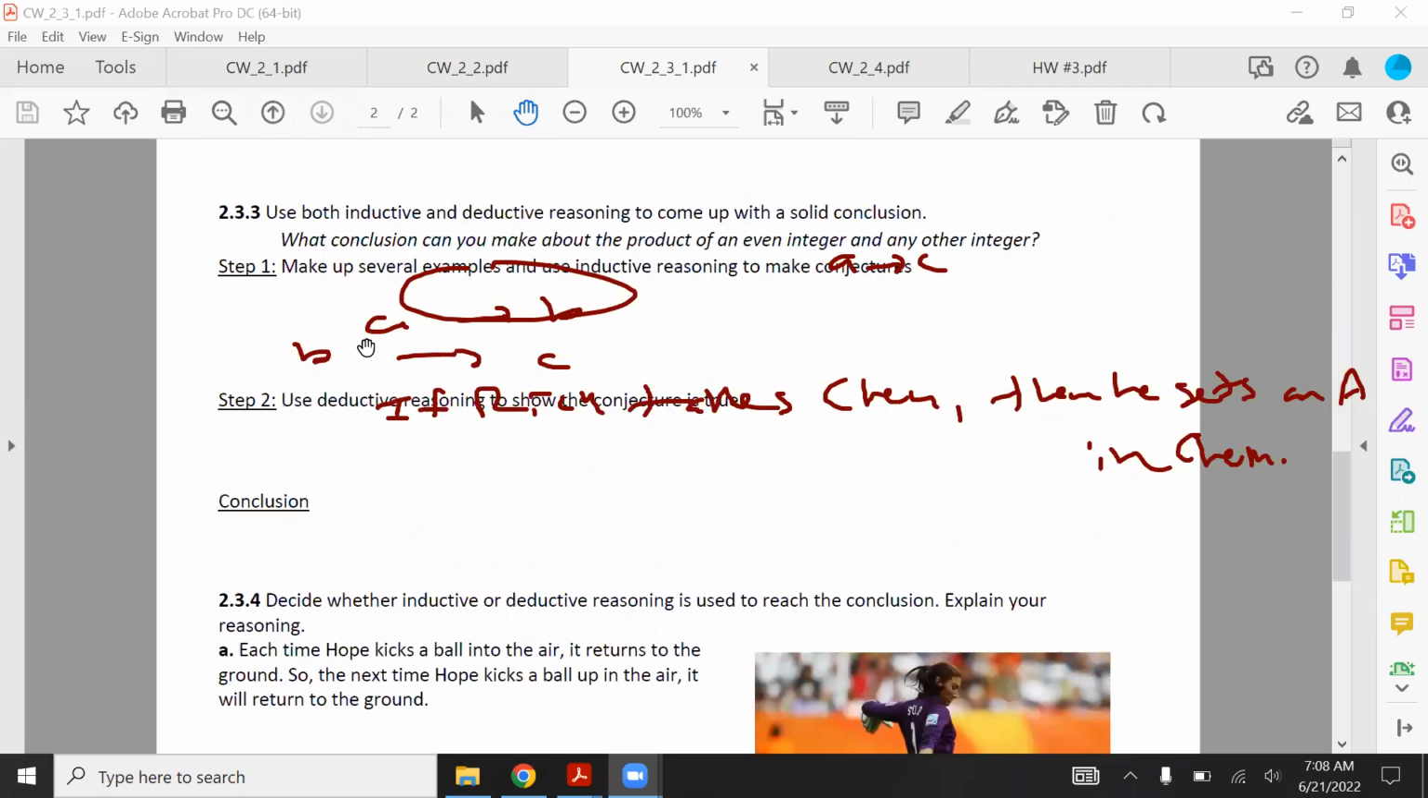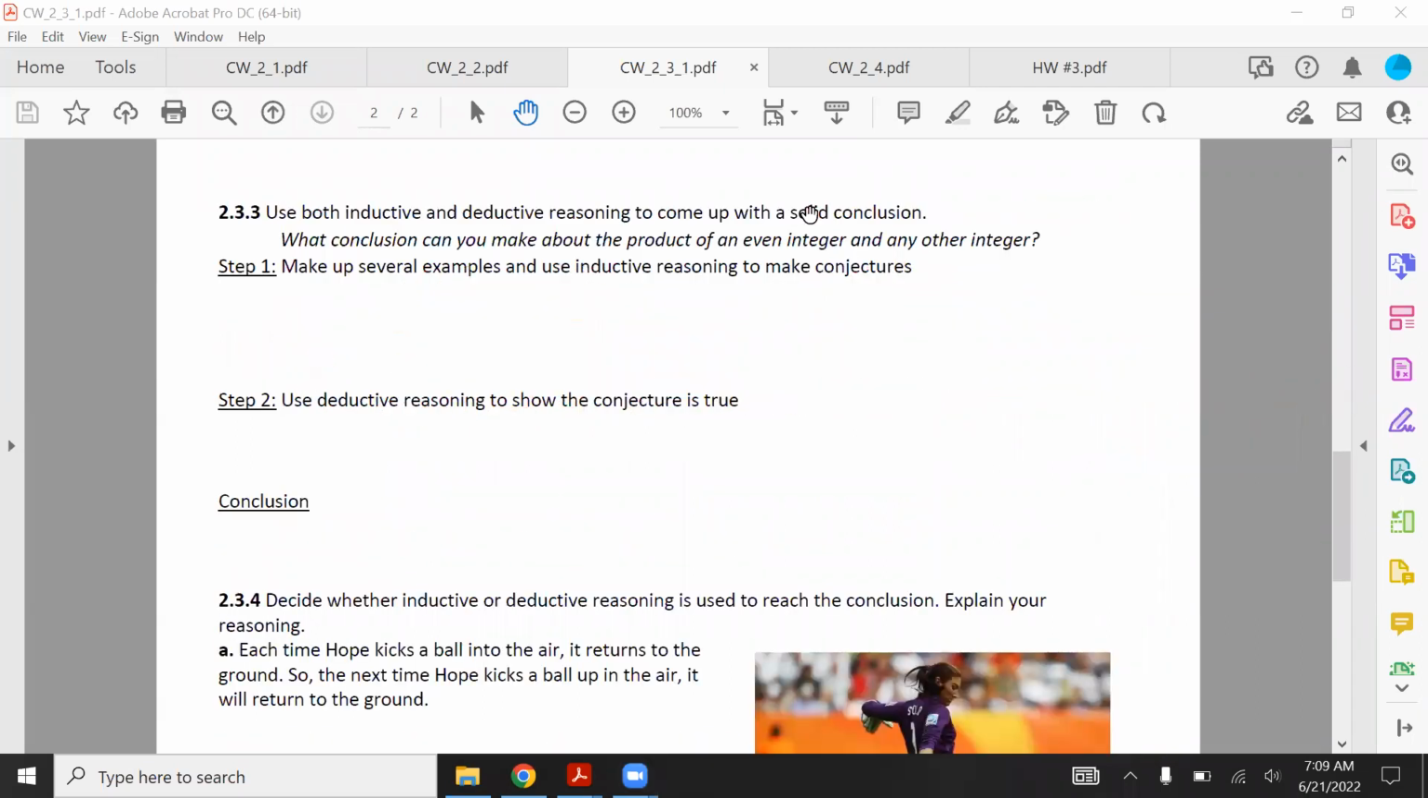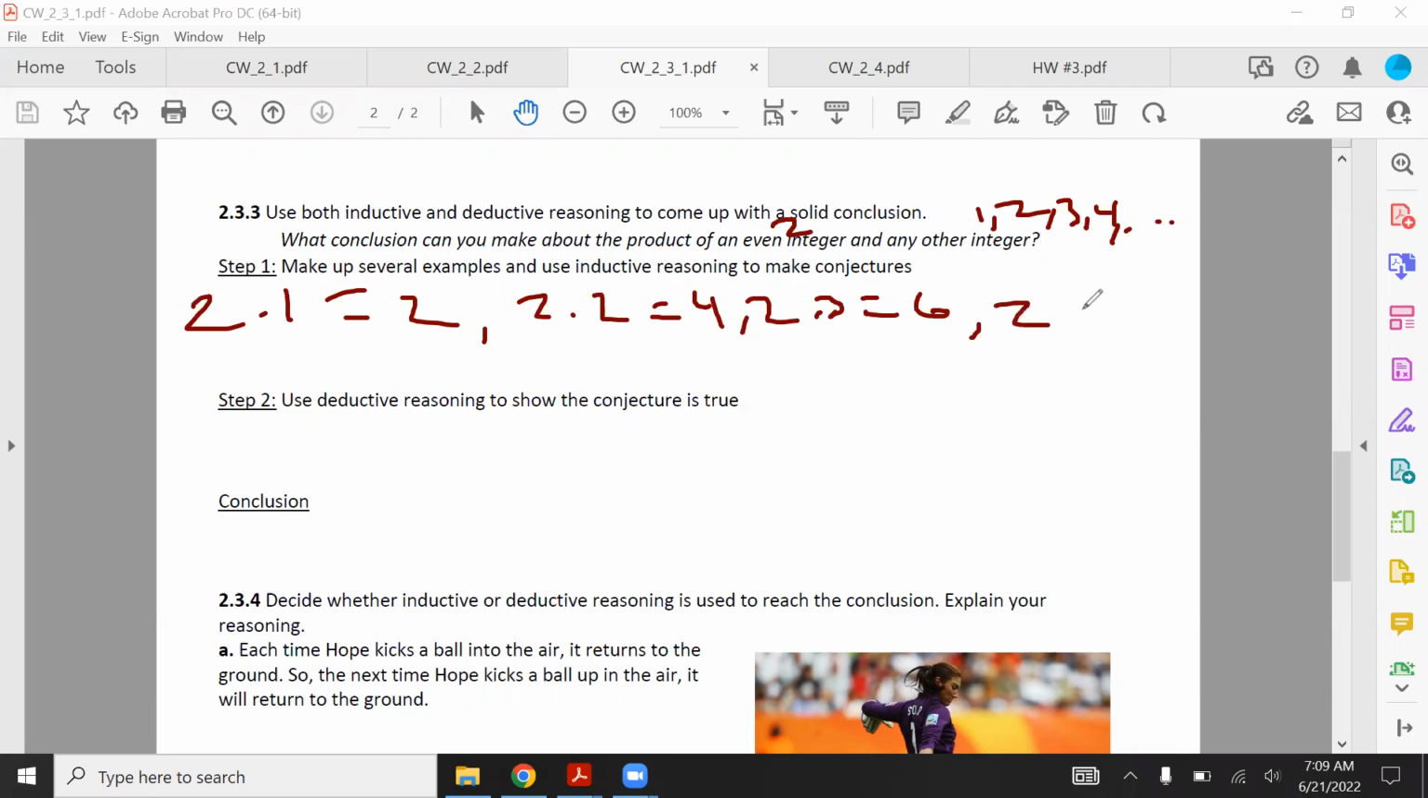And then here, use both deductive reasoning to come up with a solid conclusion. What conclusion can you make about the product of an even integer and any other integer? Okay, so even integer, say 2, any other integer could be like 1, 2, 3, 4, and so on. So if you do 2 times 1, you get 2. If you do 2 times 2, you get 4. If you do 2 times 3, you get 6. If you do 2 times 4, you get 8. So it seems that it's always even.